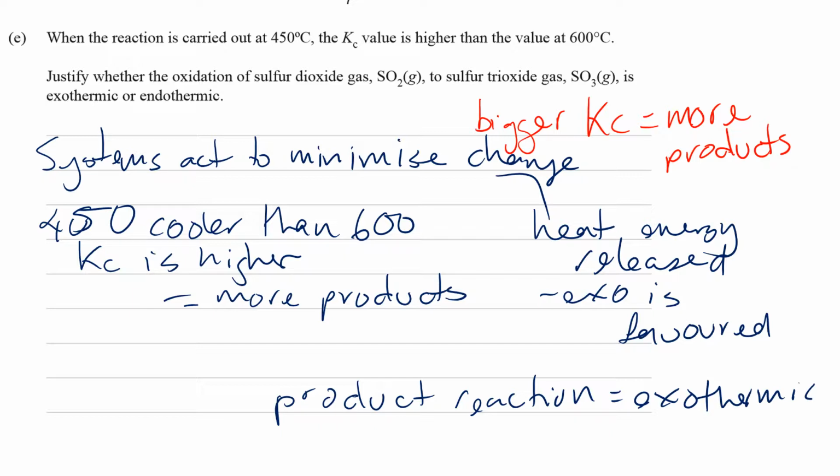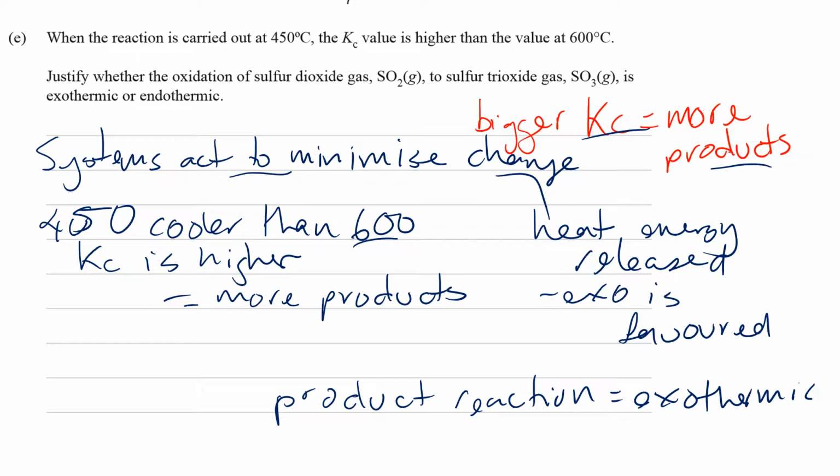Okay, so there's actually sort of 3 distinct pieces of information you need to link there. The first is systems act to minimise change. The second is that a bigger Kc equals more products. The third is that 600 degrees is hotter than 450 degrees. I know it sounds like, you're an idiot, but you need to state that clearly to the marker to show you've understood that it's been cooled down.